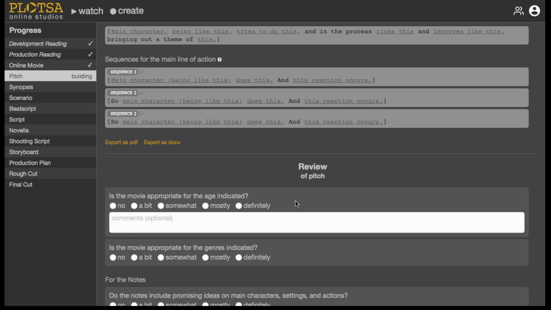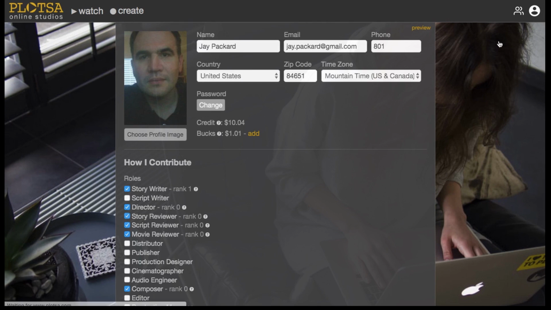The cost of the peer reviews depends on how many reviews you need: 2 peer reviews if they agree, and 3 to break a tie, or possibly more if significant revisions are needed that require the review process to start again. To pay for peer reviews, you can earn Plotsa credit by reviewing other movies. You will need to choose on your account page the option to review and qualify to do so. Or you can pay for your peer reviews with Plotsa bucks.